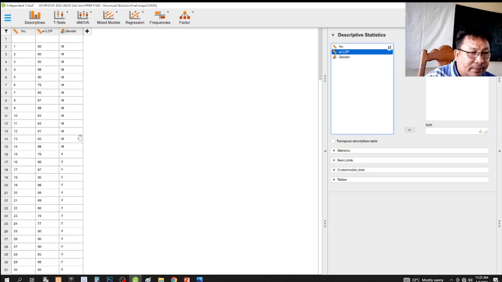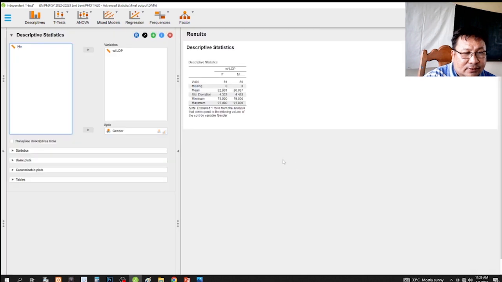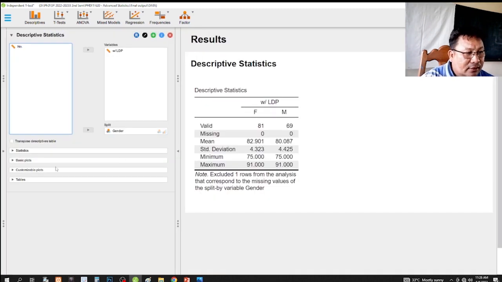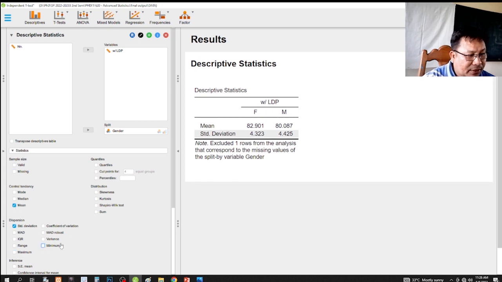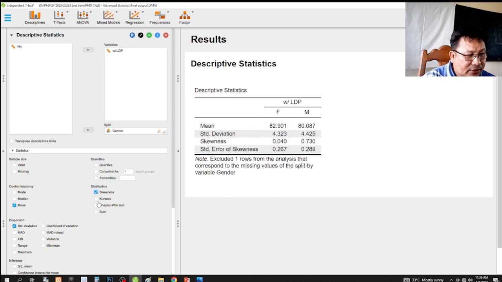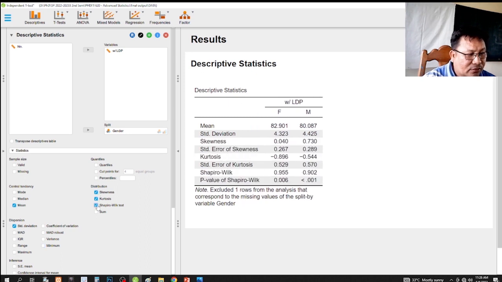The number of male and female is not the same, and that makes the data set not symmetric. So let's try to click here on the LDP, then for the gender, for the split. Okay, so then let's go to the output. As we can see here, we remove also the minimum and maximum. We will use only the skewness, kurtosis, and Shapiro-Wilk tests.